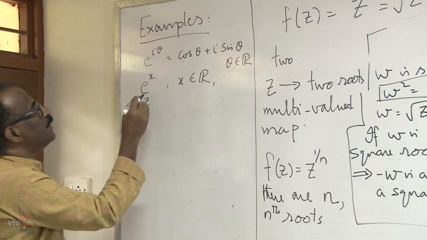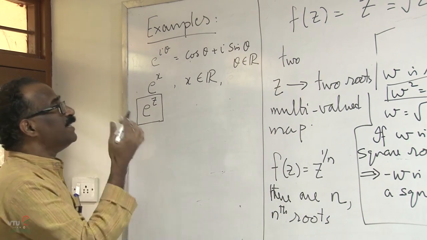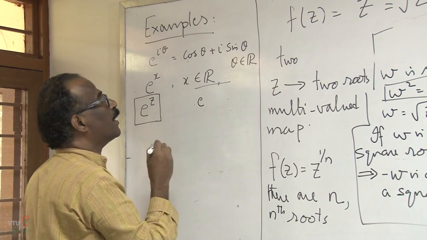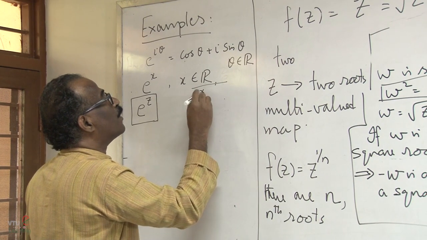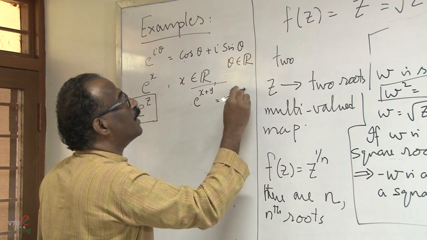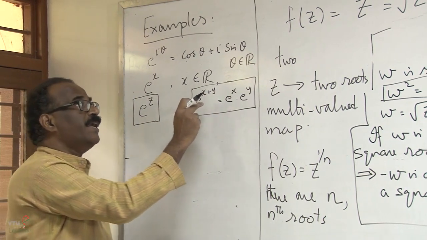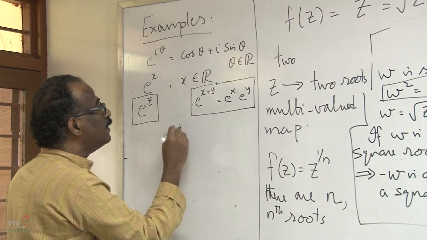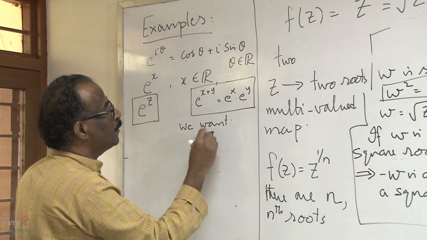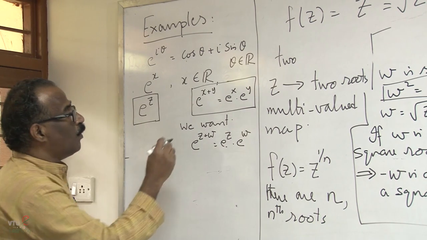Now we want to define e power z, the main important one. What is the important property of the exponential function you have studied? The important property of an exponential function is its product property: e power x plus y is equal to e power x into e power y. This is the most crucial property of the exponential, so we want to keep this property. In other words, we want e power z plus w equal to e power z into e power w. Right, so this is what we really want.